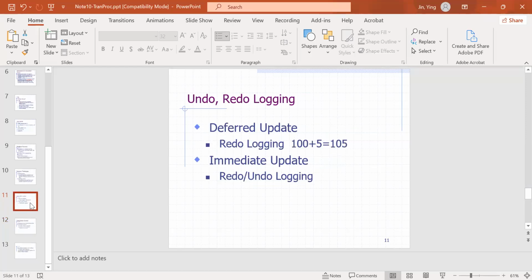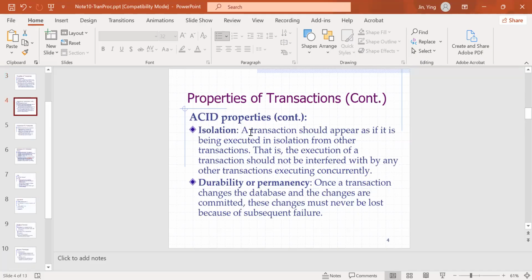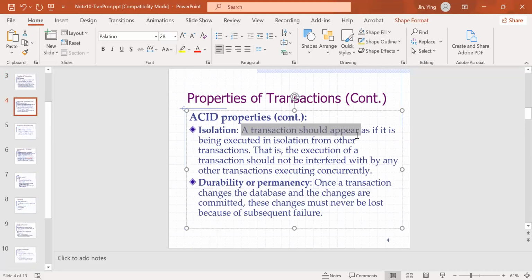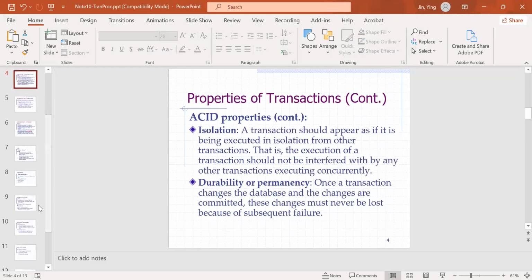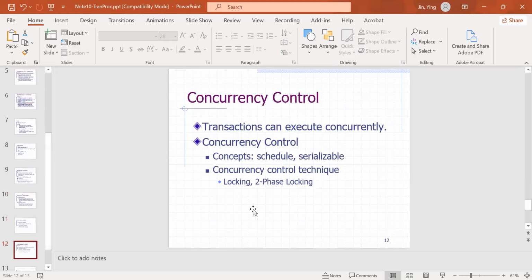All right, so that's for recovery. Another important thing in transaction is isolation. We talked about isolation at the beginning. Even if we have many transactions running concurrently, they should not interfere with each other. A transaction should appear as if it is being run in isolation and should not be interfered with by other transactions. How can we do that? That's related to the technique called concurrency control.